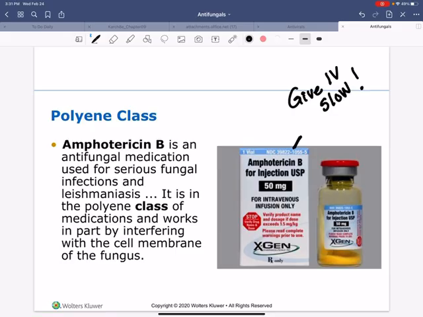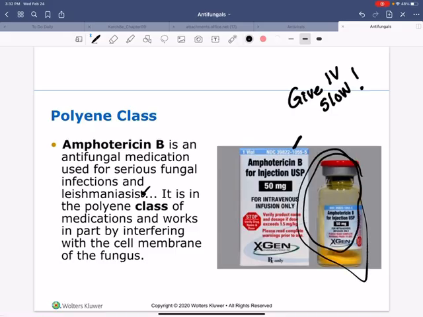Amphotericin B is another antifungal medication used for serious fungal infections, like leishmaniasis, which you see a lot in underdeveloped countries. It's called a polyene class, which you don't need to know. But what I want you to know is it is reserved for very serious fungal infections, which we see like aspergillus pneumonia, just fungal lung infections. And as you can see here, it comes in an IV form.